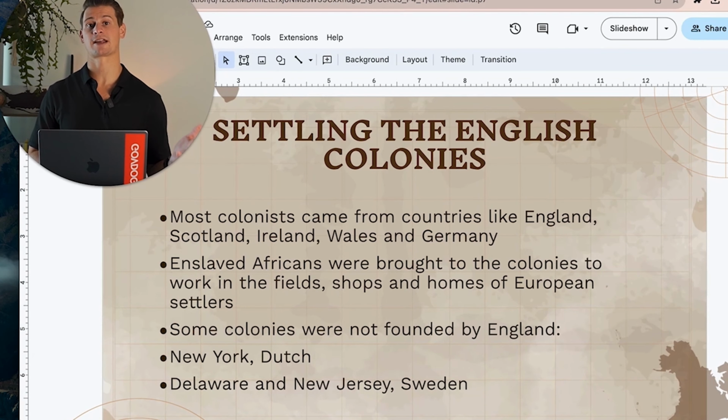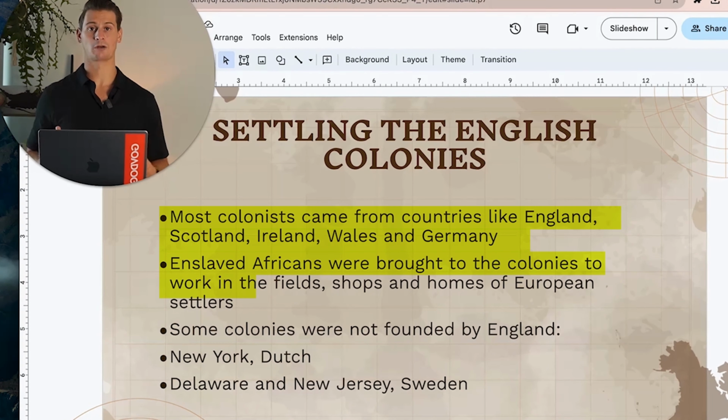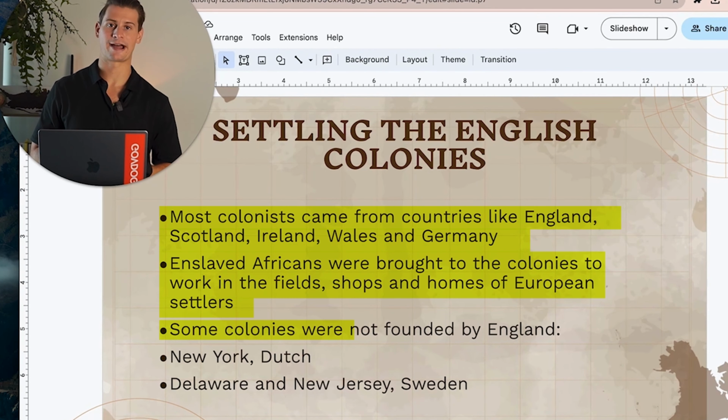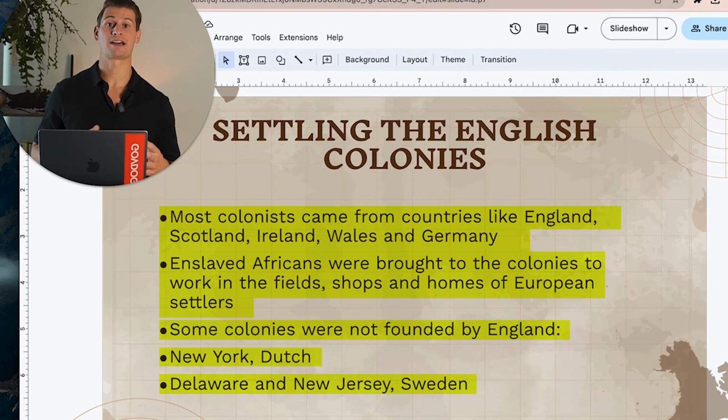When we're talking about settling the colonies, most of the colonists came from areas like England, Scotland, Ireland, Wales, and Germany. So a lot of European settlers. Like we talked about in our previous video, enslaved Africans were brought from Africa to the colonies in order to work. Although the majority of the colonies were founded by England, some weren't. An example is New York, that was founded by the Dutch. Delaware and New Jersey were founded by the Swedes.